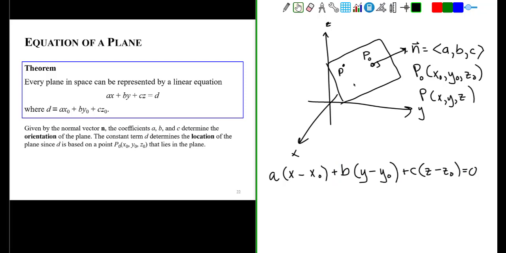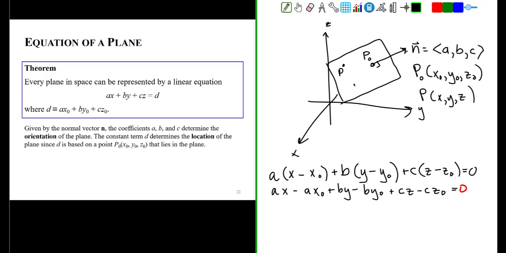There is more than one way to express an equation of a plane. An alternative way is to separate out the x, y, and z from the known point x naught, y naught, z naught in the plane. For example, let's distribute each of the coefficients through each of our terms: Ax minus A x naught plus By minus B y naught plus Cz minus C z naught is equal to 0.